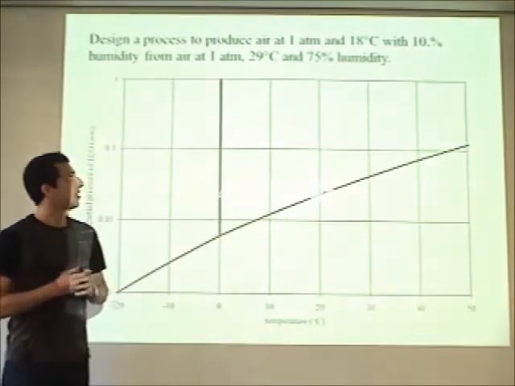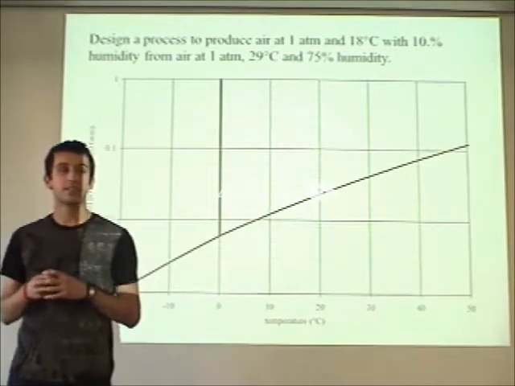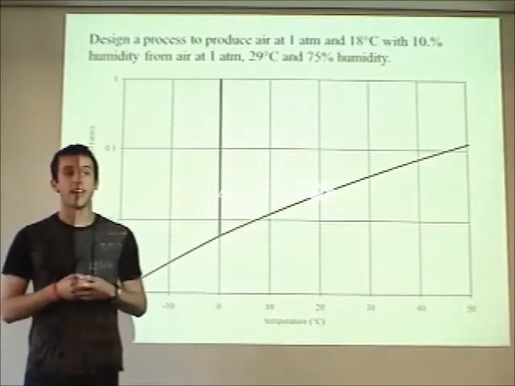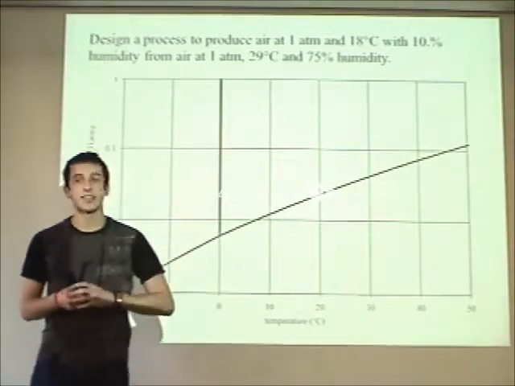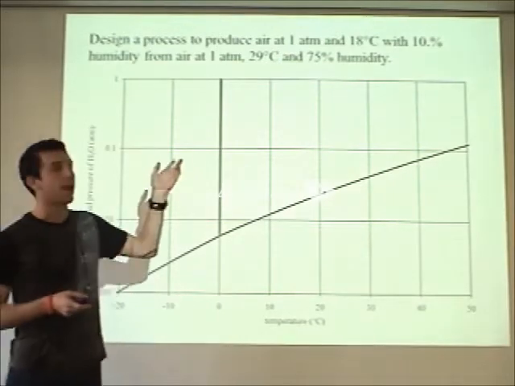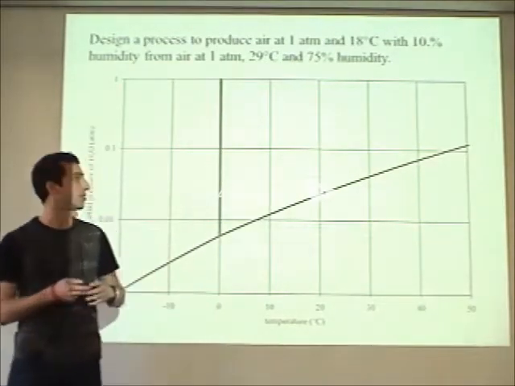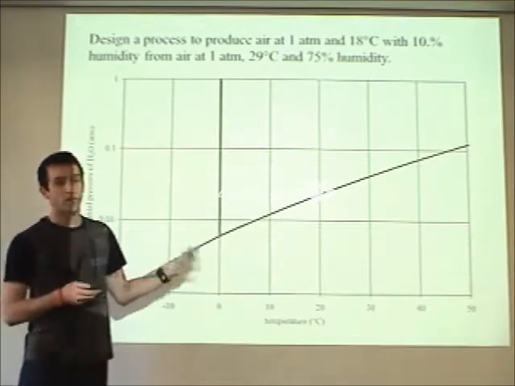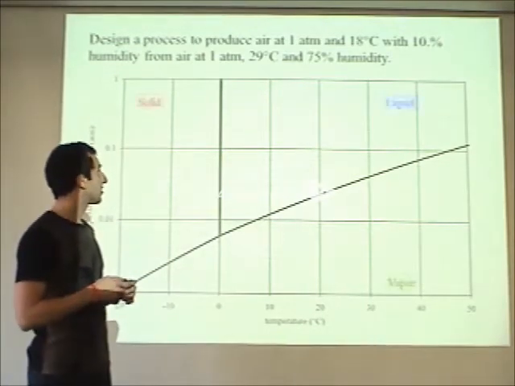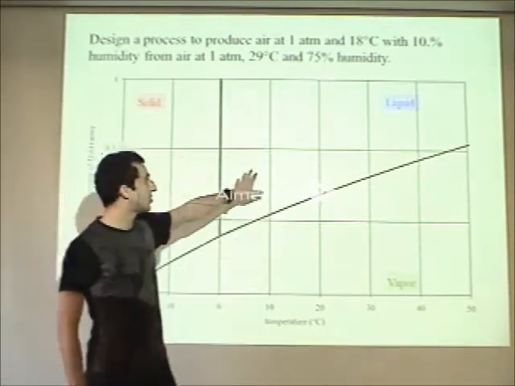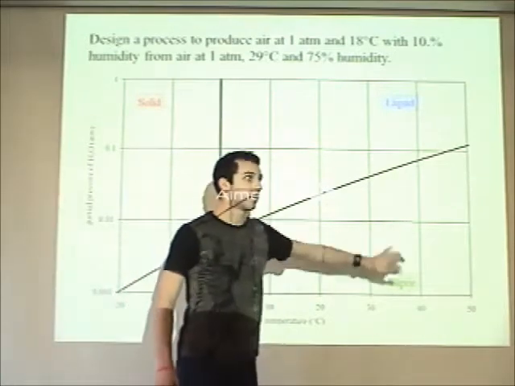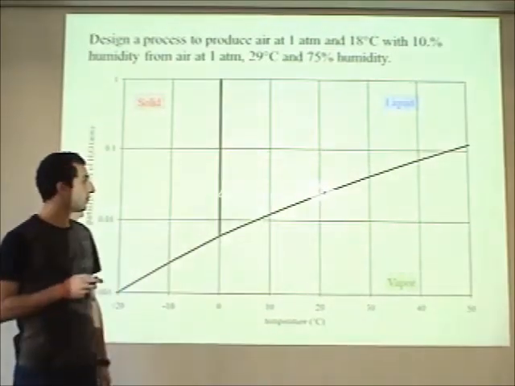Okay, guys. So the goal of this problem was to take wet air at a hot temperature and turn it to dry air at a temperature around room temperature. So again, whenever we get a phase diagram, let's label our regions. Solid at low temperatures, liquid at higher temperatures, and vapor at the highest temperatures.